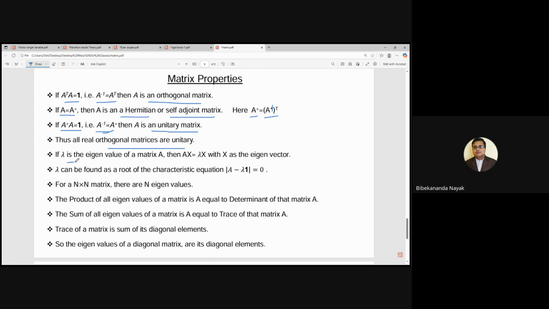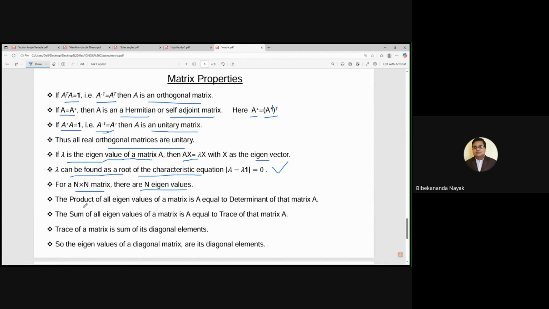Again, if lambda is the eigenvalue of a matrix, then Ax is equal to lambda x, where x is the eigenvector. Lambda can be found as the root of the characteristic equation, the determinant of A minus lambda I is equal to 0. For an n cross n matrix, there are n eigenvalues.